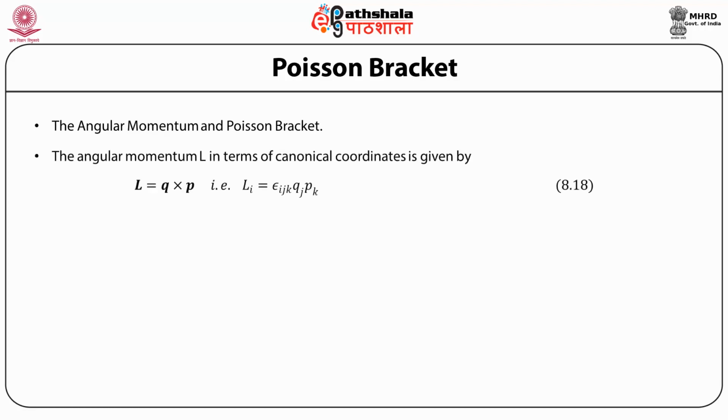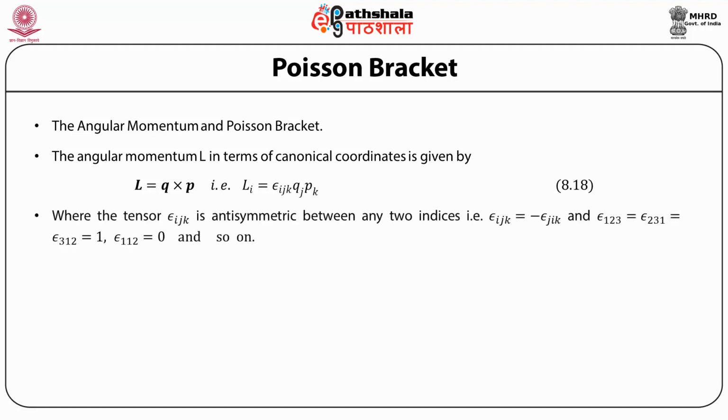The angular momentum L in terms of the canonical coordinates is given by L equals Q cross P. In terms of components, we can write Li equals epsilon ijk Qj Pk, where the tensor epsilon ijk is antisymmetric between any two indices, that is, epsilon ijk, if all three indices are different and cyclic, is equal to 1, which means that epsilon 1,2,3 is equal to epsilon 2,3,1 is equal to epsilon 3,1,2, equal to 1, and epsilon 1,1,2 is equal to 0, and so on and so forth.